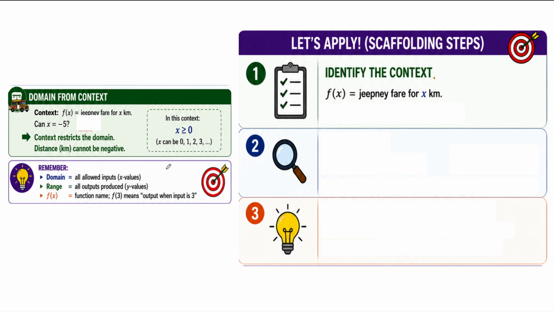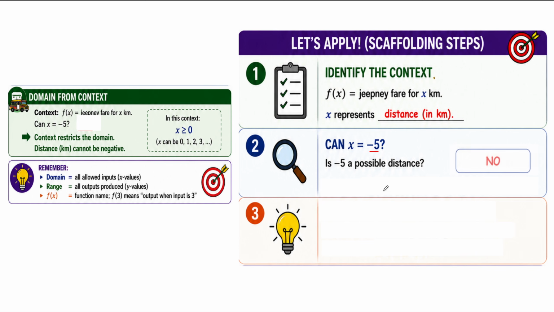So, let us identify the context. Yung context kasi natin is the jeepney fare for X kilometers. So, X represents the distance in kilometers. Ang tanong dyan, can X equal negative 5? Is negative 5 a possible distance? Definitely not. Hindi pwedeng maging negative yung distansya natin. Bakit? Distance cannot be negative.